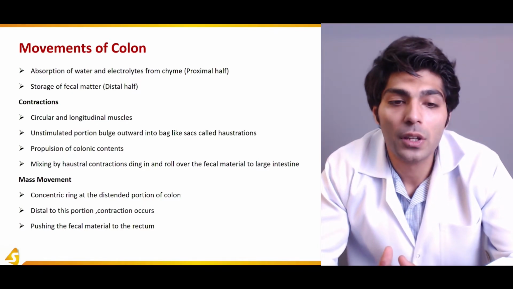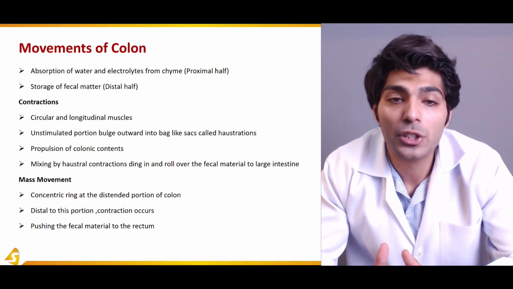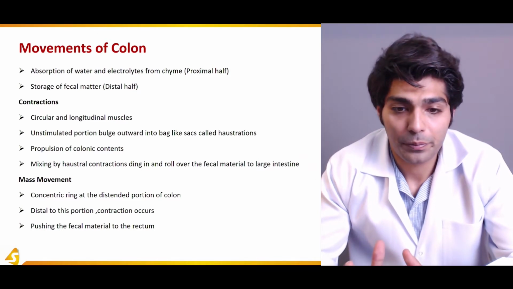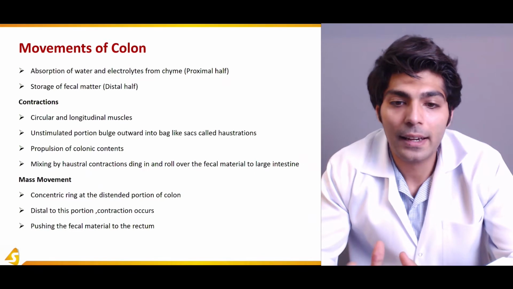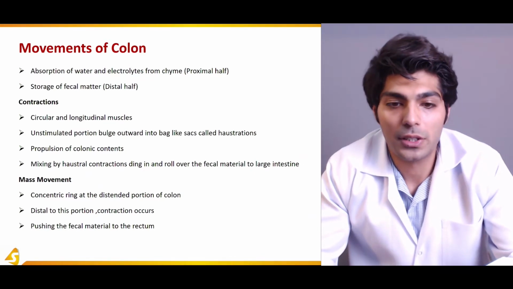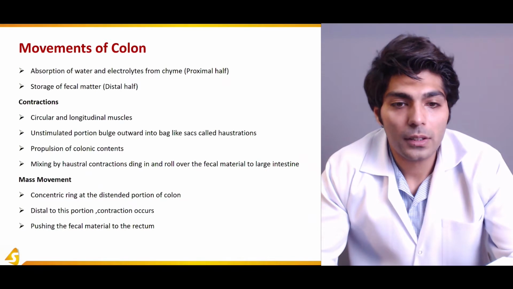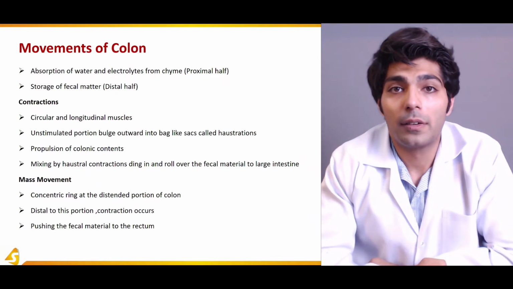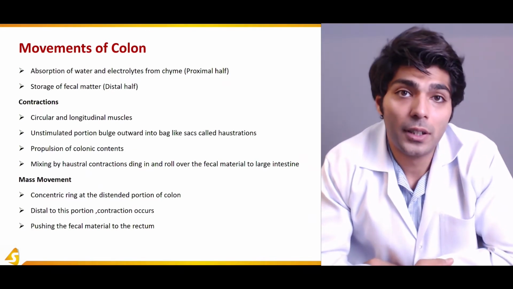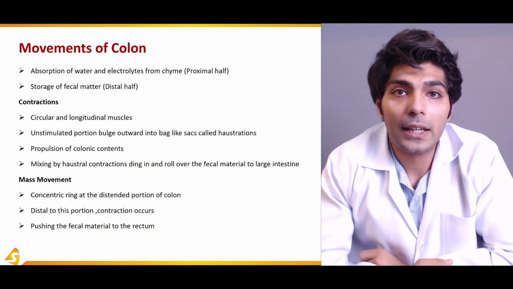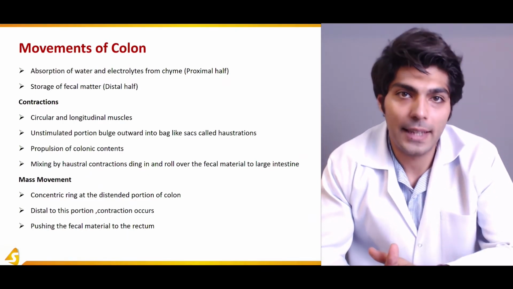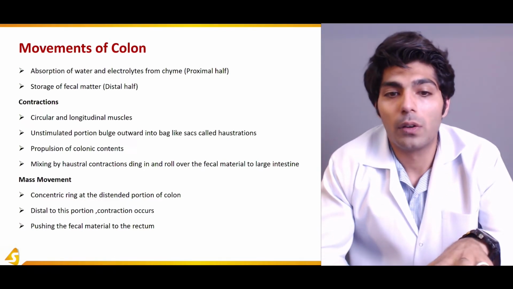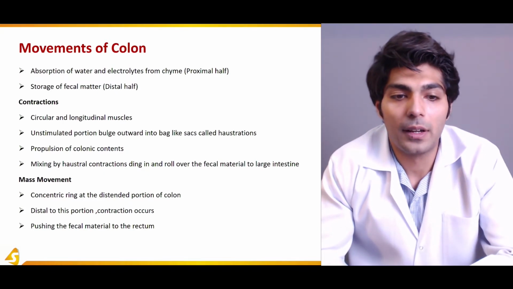There's a propulsion of the colonic contents. There's a mixing by the haustral contractions, rolling over the fecal material in the large intestine. So the haustral contractions are the contractions facilitated by the circular and the longitudinal muscles. The unstimulated portions bulge outwards into bag-like sacs, causing haustrations, and there's a propulsion of the colonic contents into the anal canal.